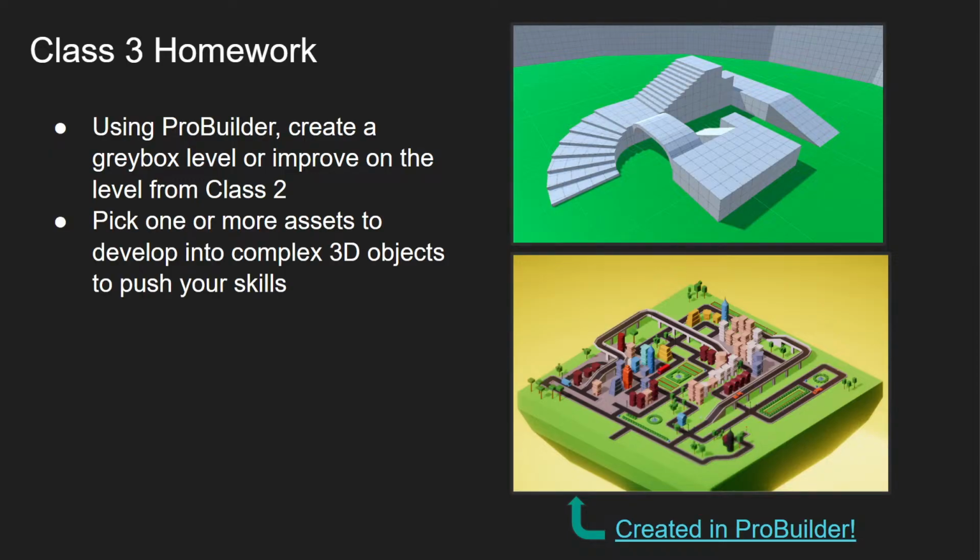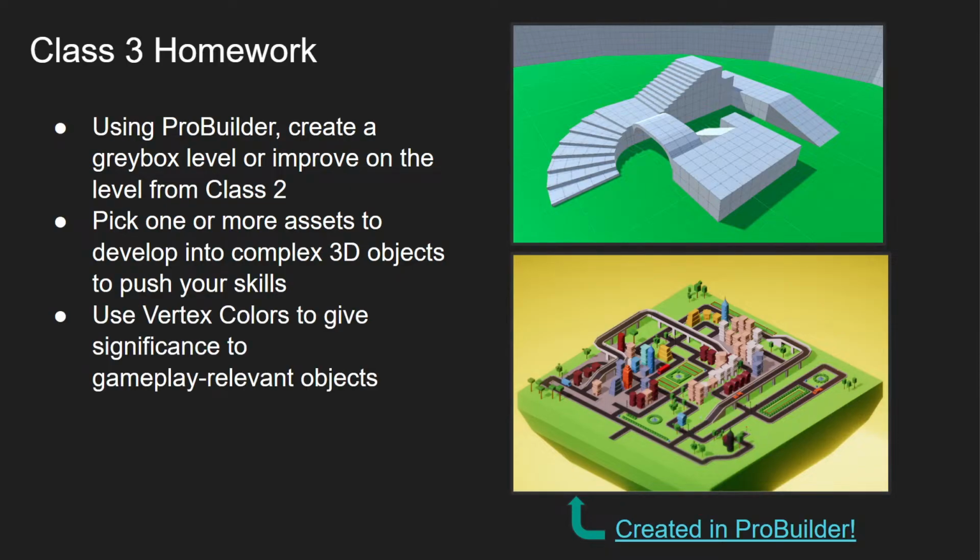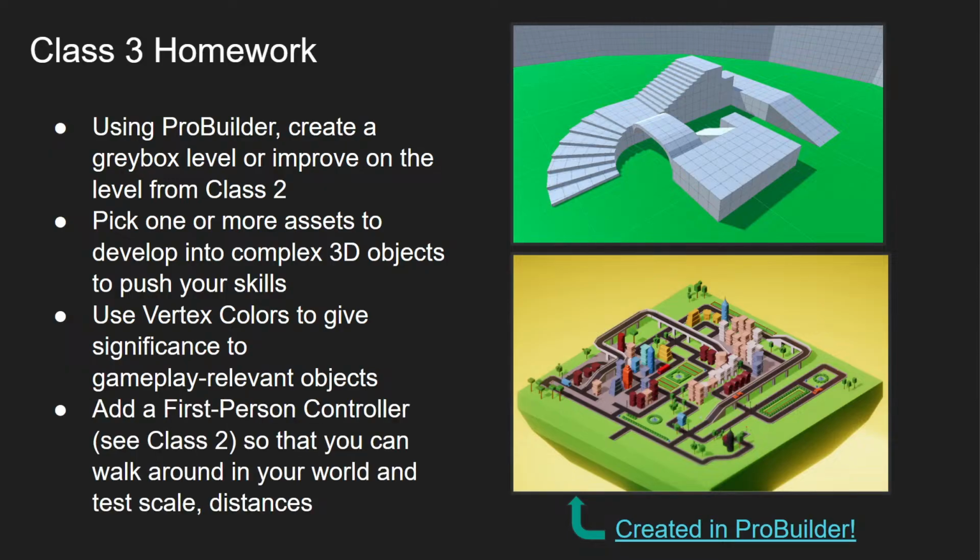It's a good idea to think about finding reference for the things that you want to build. You could bring that reference in as I showed you, or just have it nearby, depending on how complex it is. Use vertex colors to give significance to gameplay-related objects, or maybe just for aesthetics, kind of like this simple city down here.